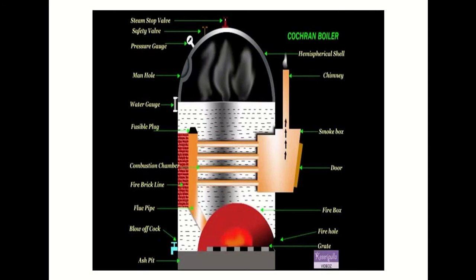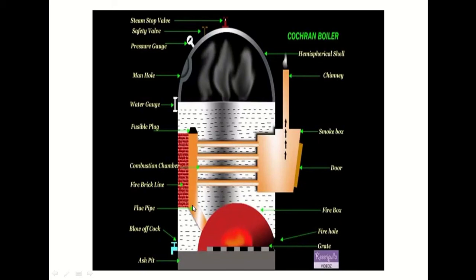Now we will see the fire tube boilers. The first one is the Cochran boiler. This is a very simple, vertical-shaped boiler. At the bottom, this red area is indicated as the furnace. Here there is a grate, over which we will burn the coal, and this is a fire tube boiler.